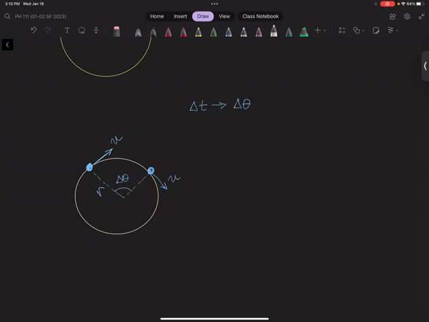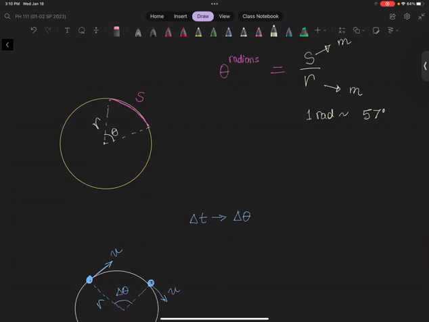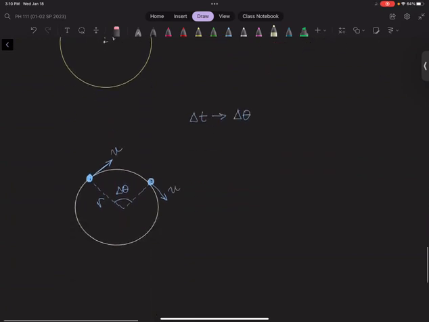So what did we learn a second ago? This is what we learned a second ago. That my angle, my delta theta, is equal to what? The distance that this object covered, S, yes, divided by my radius R, yes or no? Yeah. So we can write this as the distance equals delta theta times R. Okay, big deal.